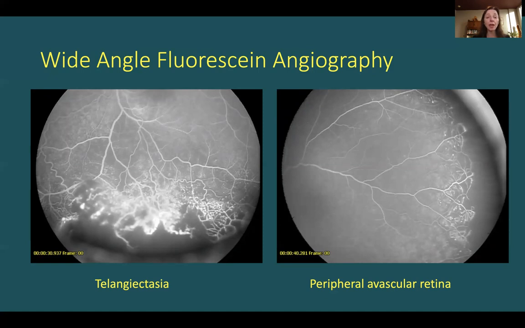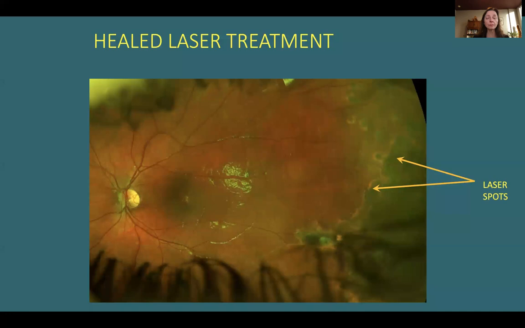So we often use wide-angle fluorescein angiography, shown here with white representing fluorescein dye that outlines the blood vessels and then areas of telangiectasia. The dark areas are areas devoid of vasculature. And the abnormal blood vessels, as well as the avascular retina, are treated with laser. And you can see these laser spots here as dark areas in the peripheral retina.